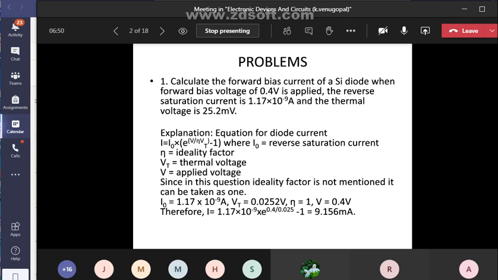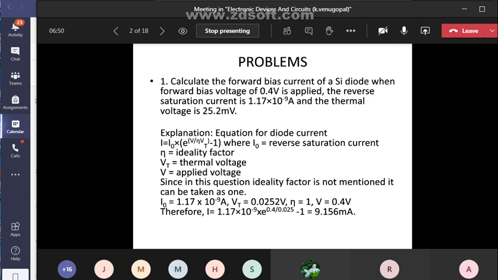Vt is the thermal voltage, which is 26 millivolts at room temperature. So the diode current equation is I equal to I naught into e power V by eta Vt minus 1. Here V is the applied voltage, Vt is the thermal voltage, I naught is the reverse saturation current, and eta is 1 for silicon and 2 for germanium. Substitute the given values in this equation.